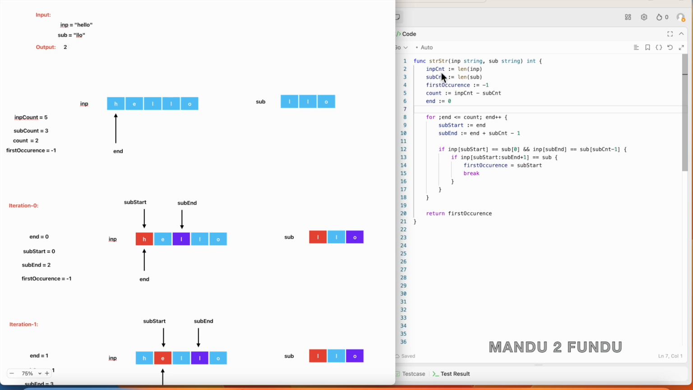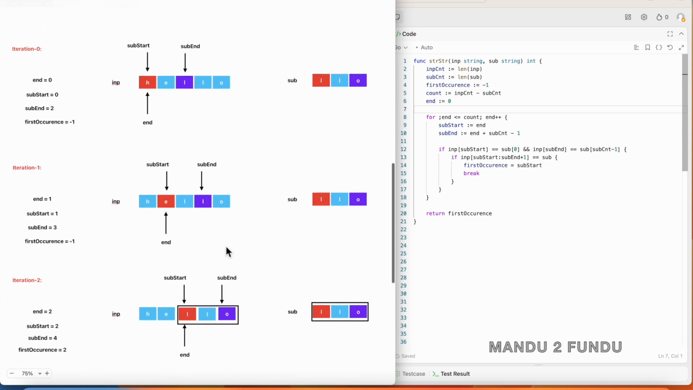So first we initialize the int count and sub count to the length of the first and second string respectively. And then we initialize the first occurrence to -1 and we compute the number of characters that need to be scanned in order to determine whether the substring is present or not. And then we initialize the end pointer to 0. Basically, we start from the beginning of the string. As we scan, we compare the character pointed by that end pointer with the first character of the substring.